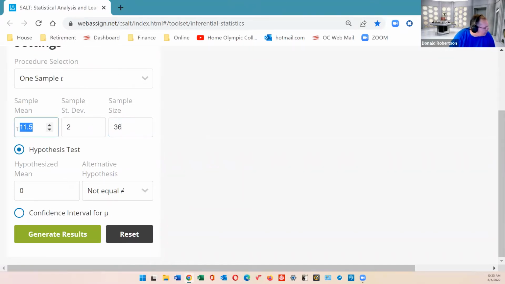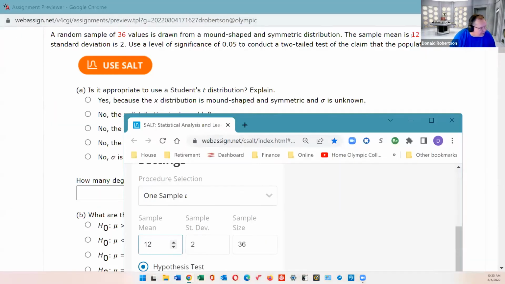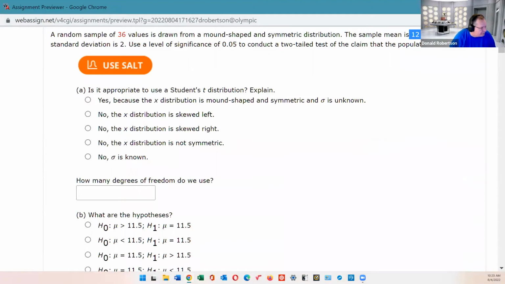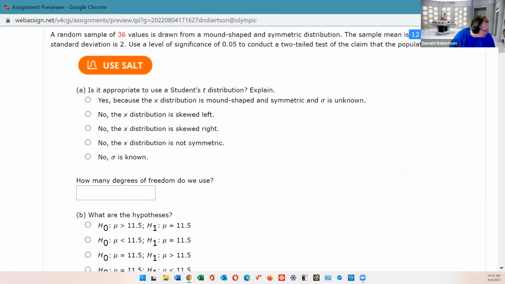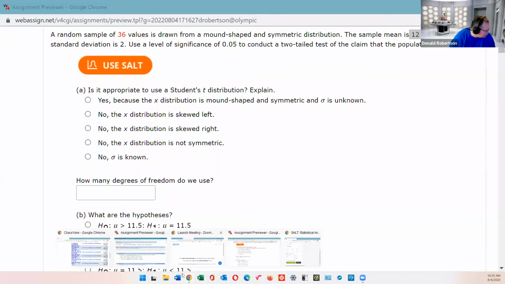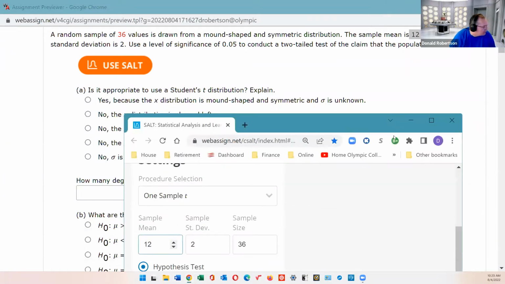And I made a mistake here. The sample mean was 12, right? I have no idea what my windows are doing today. They're being really weird. See, I should be able to just click on that and see the fella. Is that it here? Right.